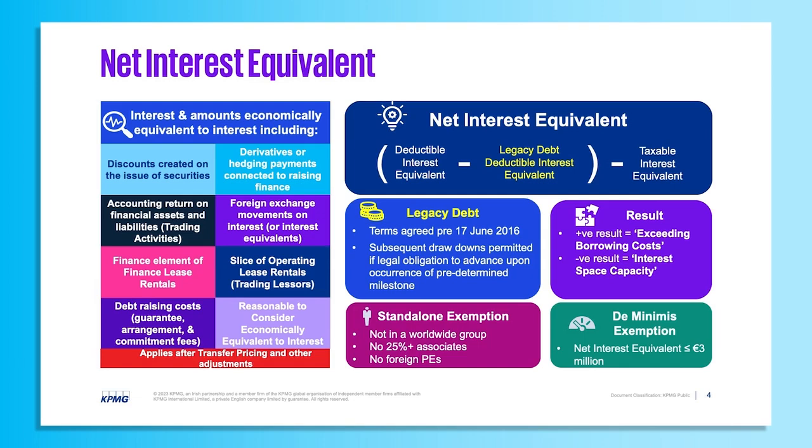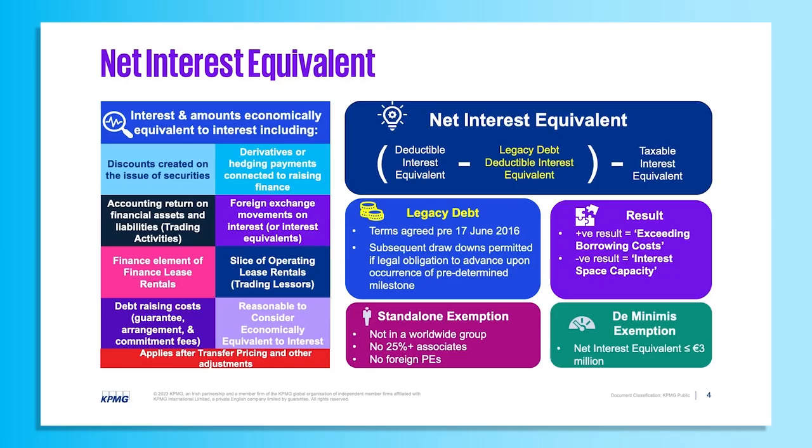So for example, an interest rate swap, the payments under that will also be considered interest equivalents for the purposes of these rules. Similarly, foreign currency derivatives that are hedging debt will also be caught to the extent they are hedging the interest component. There's also an important catch-all category, things that are reasonably considered to be economically equivalent to interest, and Revenue have published some useful guidance on things that might fall into that category.